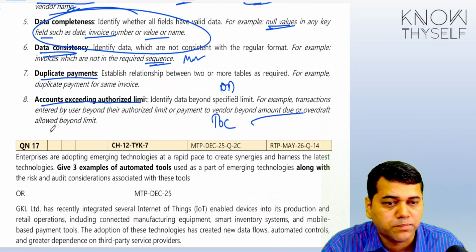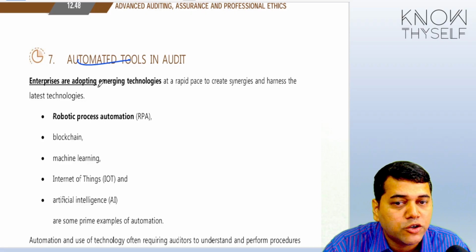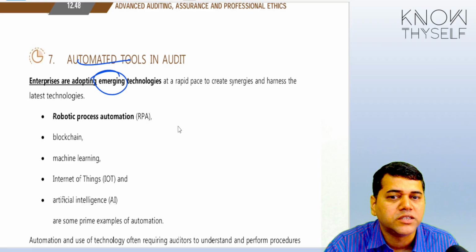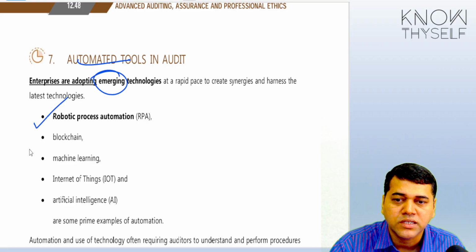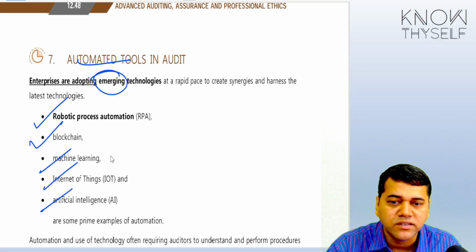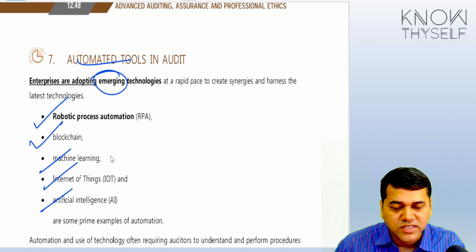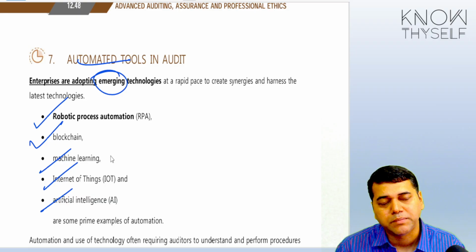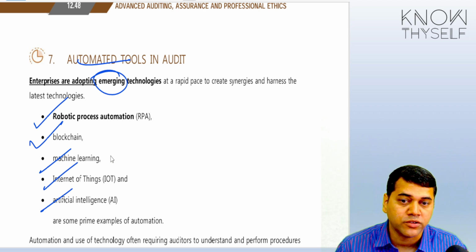I hope you're clear. Next, they will call it automated tools in audit. Okay, this is also an emerging tool only. See, emerging tools. What are those automated tools? You have got robotic process automation, blockchain, machine learning, Internet of Things, and AI. Okay, now we have already discussed. I had shown you also. You remember, no? I opened an Excel file. I opened that ICA website. Those tools are called robotic process automation.